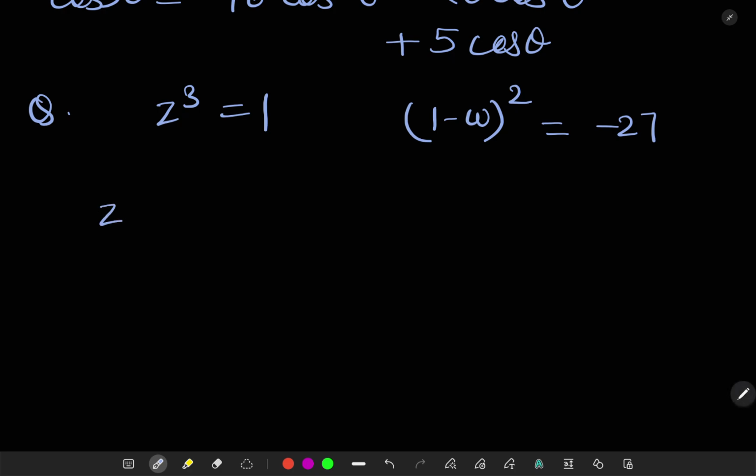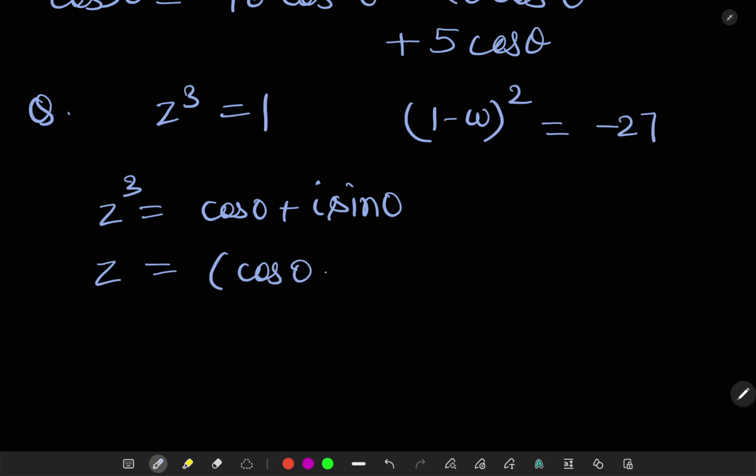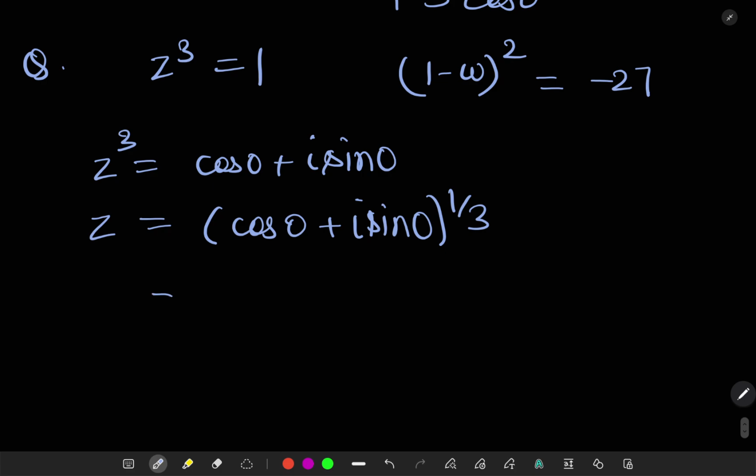So we can write here z cube is equals to cos 0 plus iota sine 0, or we can write here cos 0 plus iota sine 0 whole raised to power 1 by 3, or we can write here cos 2n pi plus iota sine 2n pi.